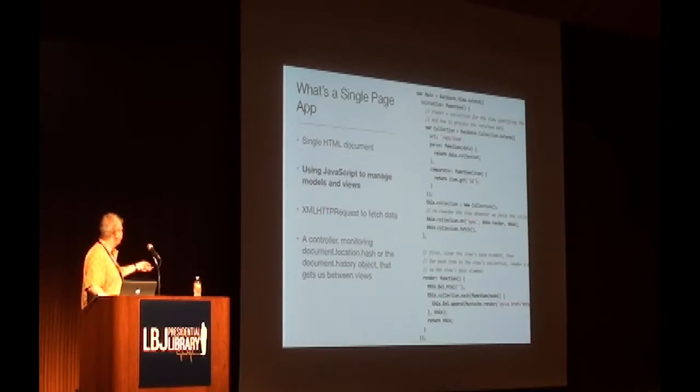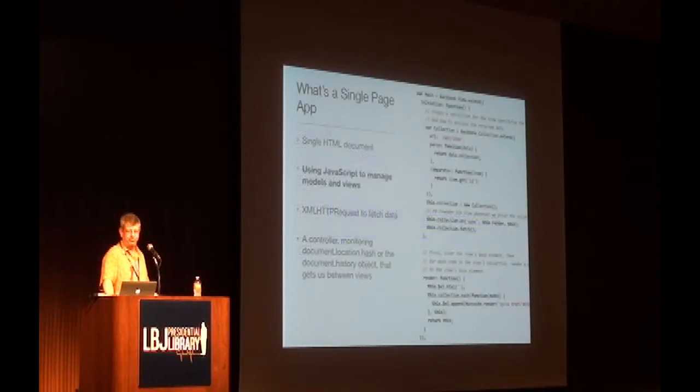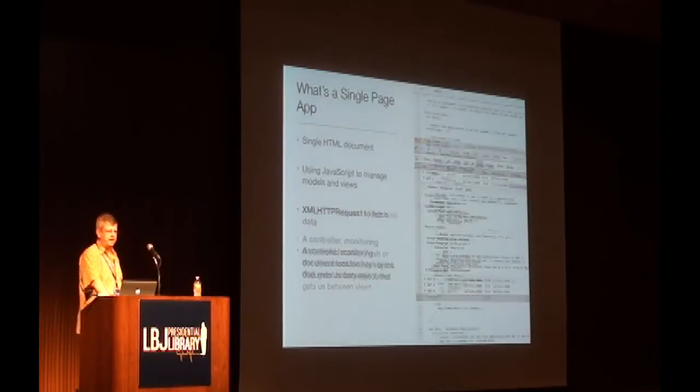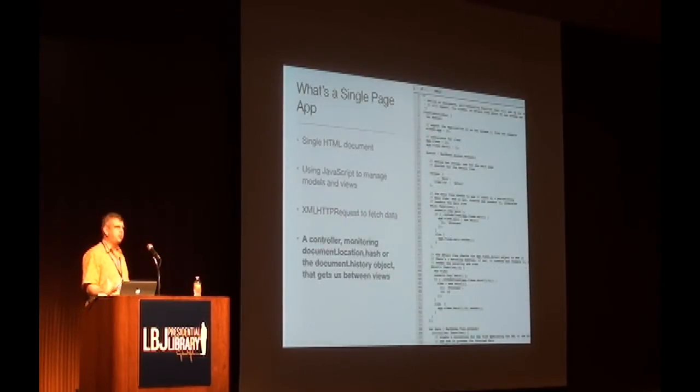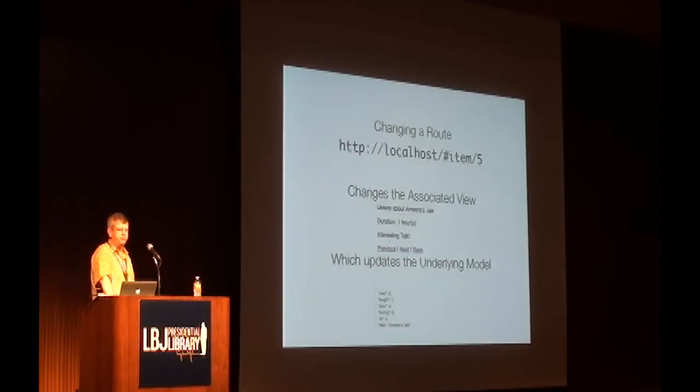So the JavaScript that was described in that previous slide over here is going to be managing our views. When I want to get data, I make an XML HTTP request out to the server. I don't load a new page. And then finally, I use a controller, which I'm getting from backbone.js, to allow me to switch between views. So you can think of it as basically, I change the route, or in this case the URL, it changes the associated view, which then in turn updates the underlying model.